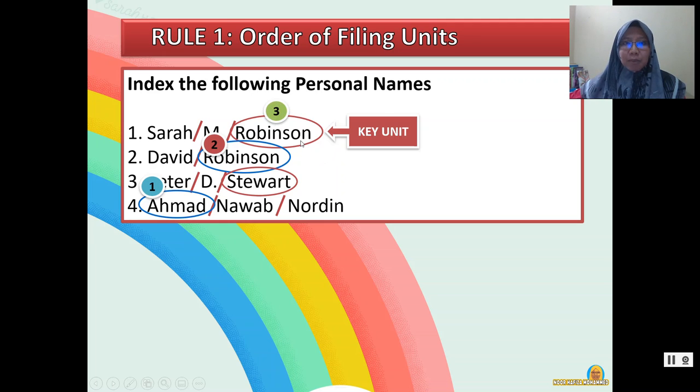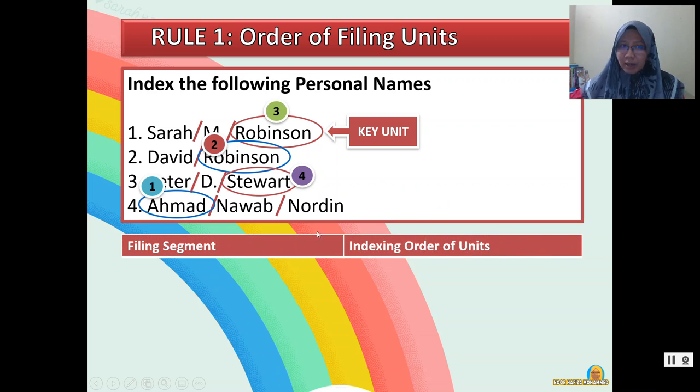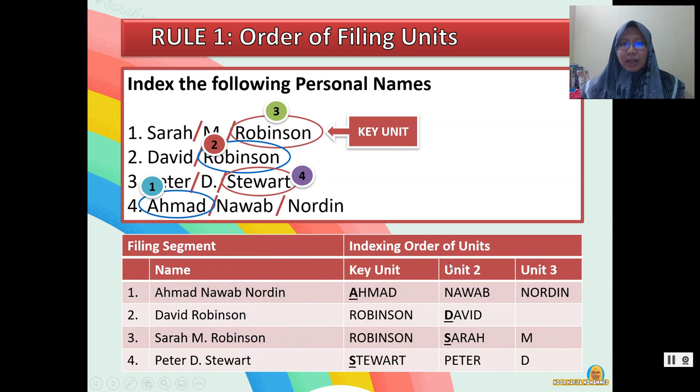And then Sarah M Robinson, this Robinson will be the third in the table. And lastly is Stewart because of the letter S. So we have the letters A, R, R, and S. Now, we are going to arrange this in the table. You need to make sure you have the table, which is the filing segment and the indexing order of the units. So this is how you're going to answer your table. Now please take a look at the arrangement of the table.